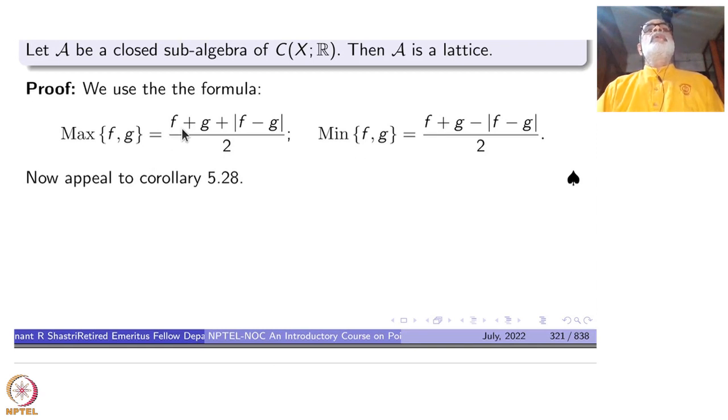So if f and g are inside A, which is an algebra, right? Therefore f plus g is there. So f plus g and f minus g are also there. The modulus is there. Why? That is what we have proved earlier. There we have used the closed subalgebra. Using the Weierstrass theorem, we have proved that if some function is there, then its modulus is also there, provided the algebra is a closed subalgebra. Therefore, f minus g is there, modulus of f minus g is there, the sum total is there, divided by 2 is also there. Similarly, the minimum is also there. So a closed subalgebra is a lattice is an easy consequence of what the Weierstrass theorem has been used for here. Namely, once f is there, mod f is there. Let us go ahead now.